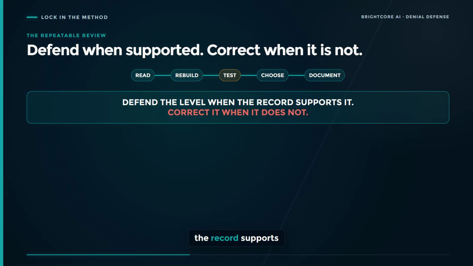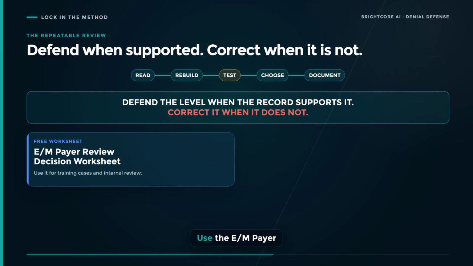Defend the level when the record supports it. Correct it when it does not. That standard protects both sides of the review. Appropriate defense when the evidence is present, and appropriate correction when it is not.